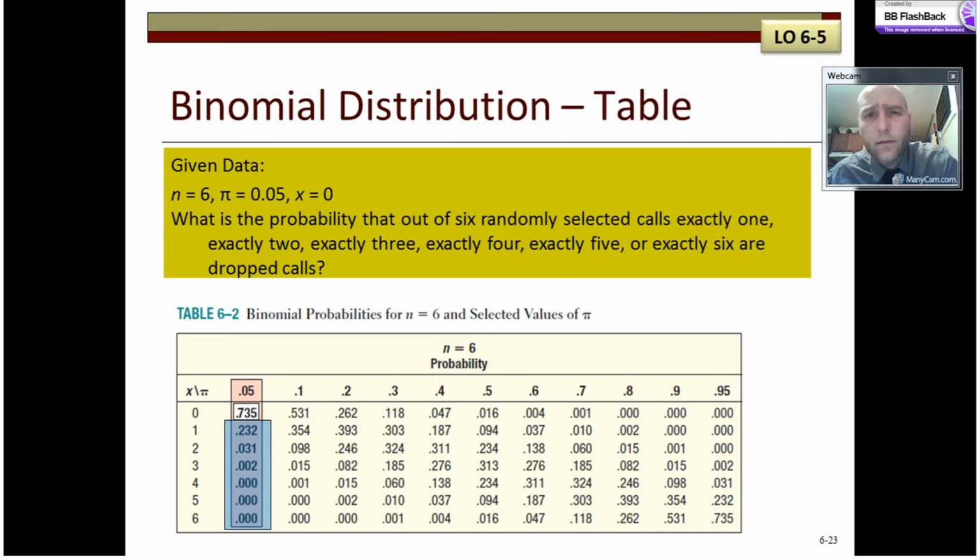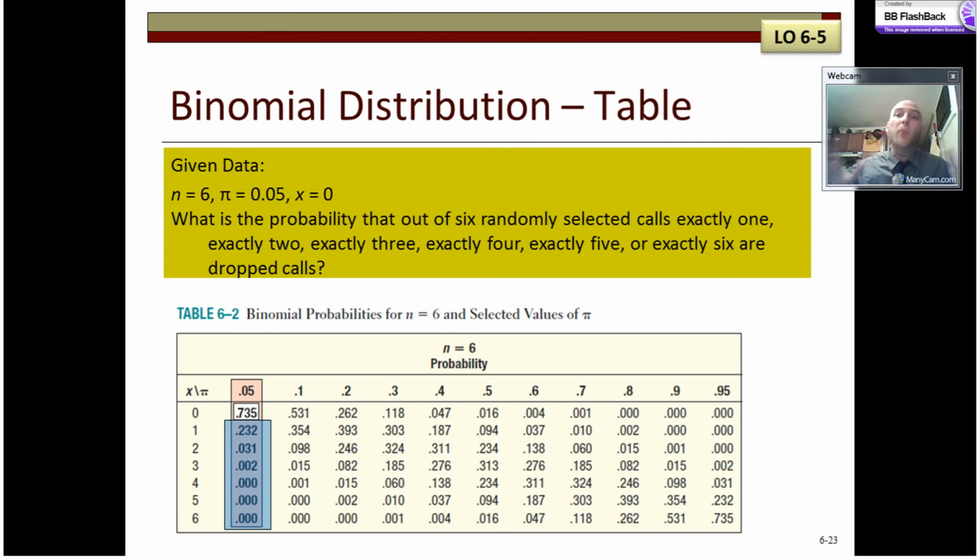If I ask another question, an alternate question, a complementary question, I might say, what's the probability that out of 6 randomly selected calls, so again, n equals 6, what's the probability that exactly 1, exactly 2, exactly 3, exactly 4, exactly 5, exactly 6 are dropped? There's an or between 5 and 6, and I'm asking about them collectively. In other words, I'm asking about the complement of no calls getting dropped. Here's where we start to be able to do something with this question.